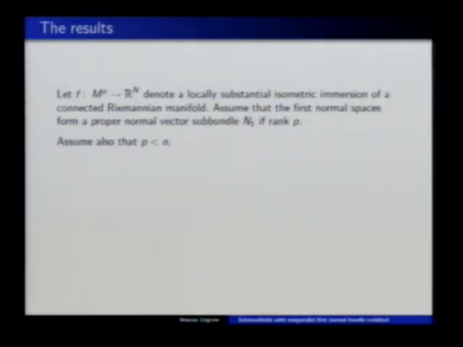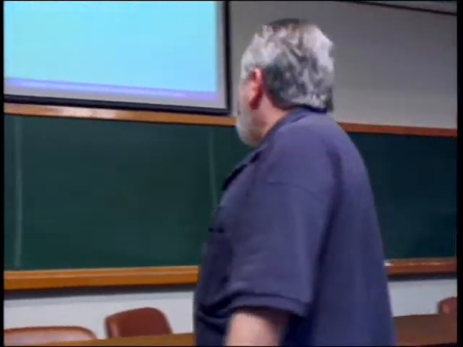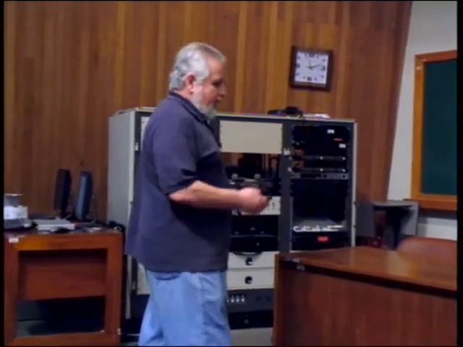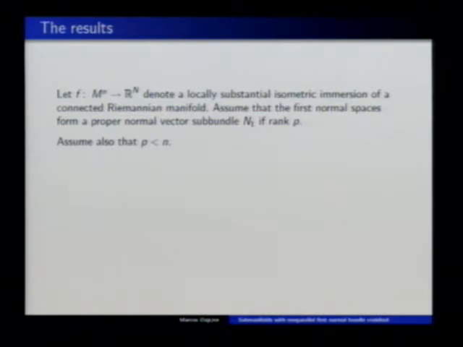So I start with a locally substantial isometric immersion. Locally substantial means that you cannot reduce the codimension of the submanifold in an open subset. And then we assume that the first normal spaces form a proper normal subbundle of rank P. Of course, I want this subbundle to not be parallel in the normal connection. And of course, I'm always assuming that I'm working in low codimension.